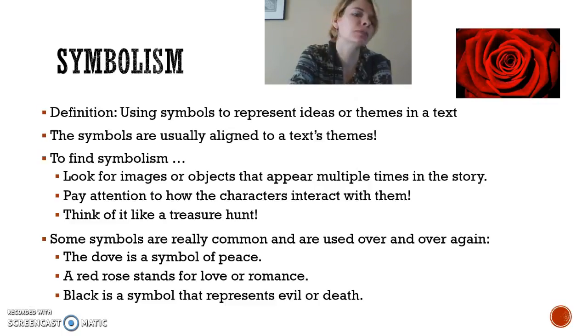So to find symbolism, look for images or objects that appear multiple times in the story. If there's an old shoe that keeps popping up over and over again at different times in the story, especially at really intense moments in the plot, chances are it's a symbol. That shoe means something more than what it first seems to be. Pay attention to how the characters interact with them. Like if the characters throw the old shoe away and then it somehow gets out of the trash and then they put it on or something like that.